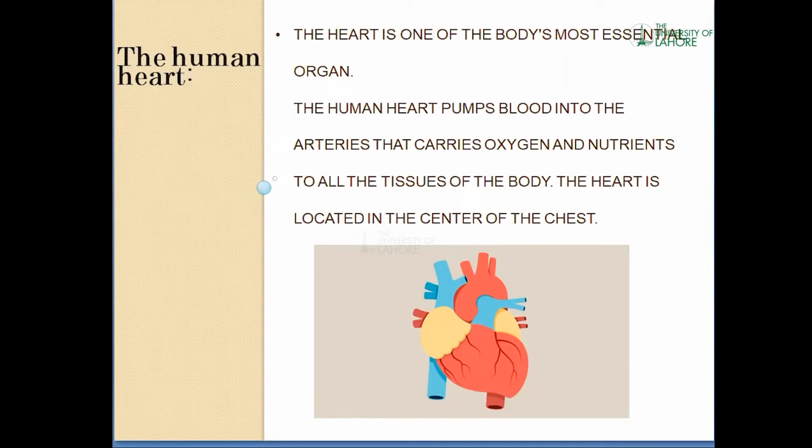The cardiovascular system is sometimes called the blood vascular system or simply the circulatory system. It consists of the heart, which is a muscular pumping device and a closed system. The heart pumps blood into the arteries that carry oxygen and nutrients to all the tissues of the body.